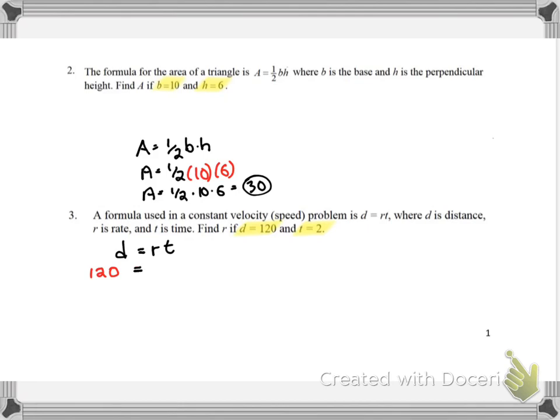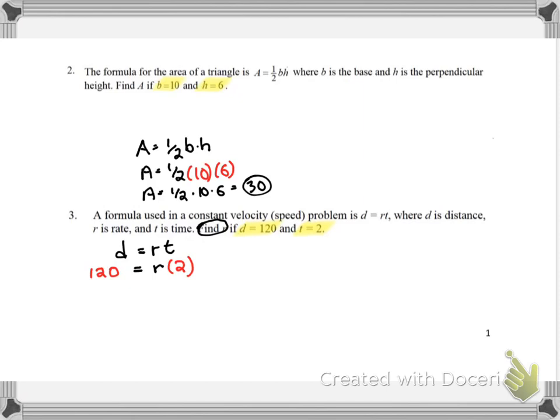And then we don't know R, right? We're trying to find R. So I'm going to leave it as a variable. And then I'm going to put in T is equal to 2. So take a minute and look at this problem. See if you can figure out what's different.